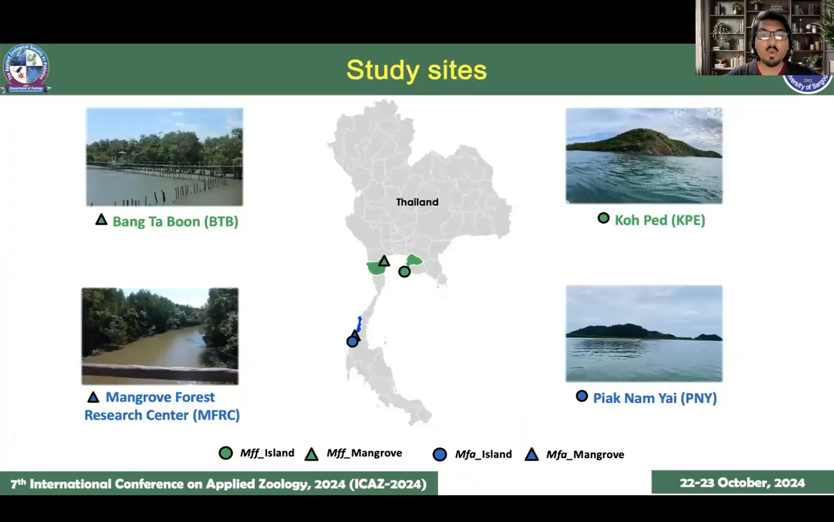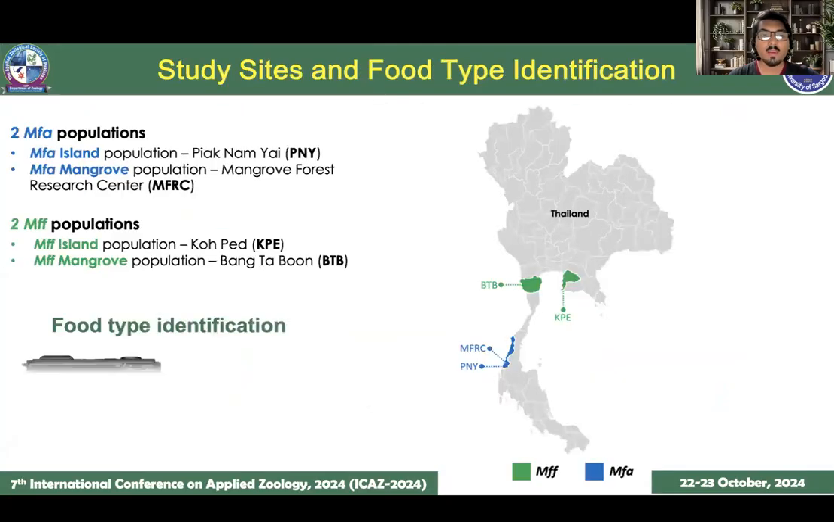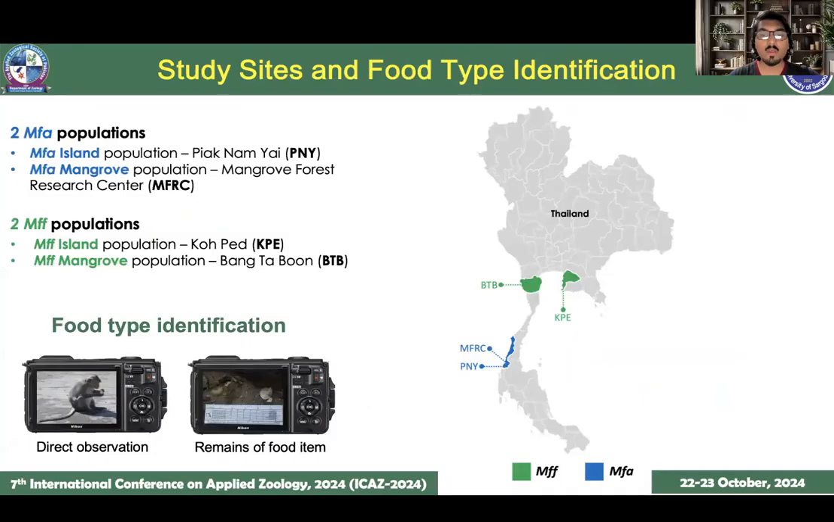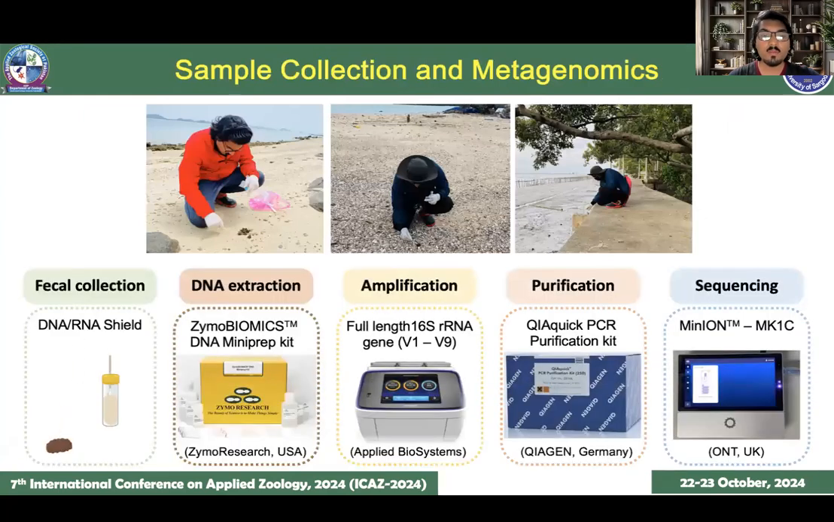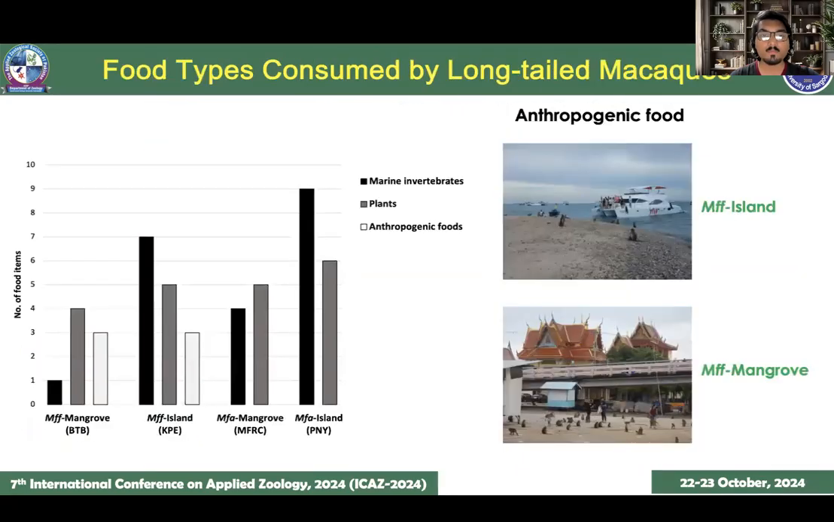Two populations each of MFF and MFA, residing on the island and in mangrove forest, were selected, as you can see in the photo. And the food types that were consumed by the monkeys were identified either by direct observation or by leftovers of food items which the monkeys finished eating. Fecal samples were non-invasively collected in the field by the fecal swab method, as you can see in the photo, and the DNA was extracted and the full-length 16S rRNA gene was amplified and finally sequenced on the MinION platform.